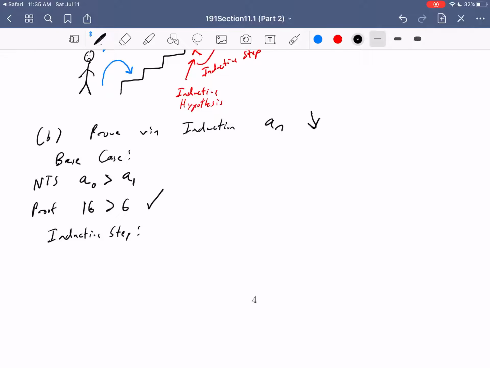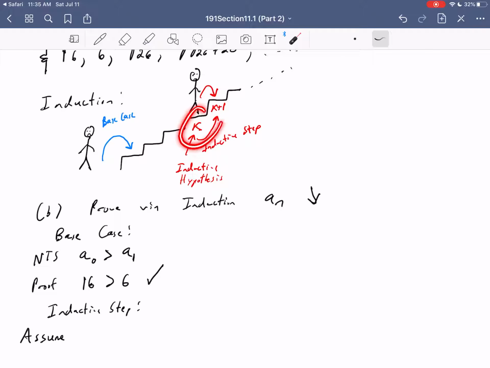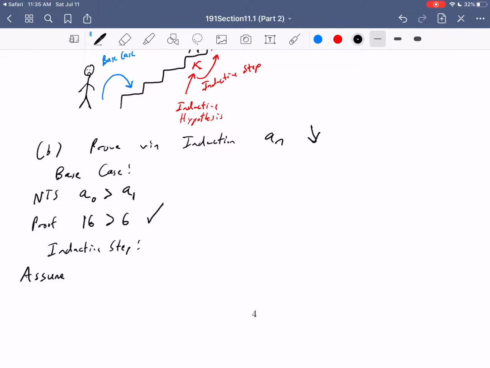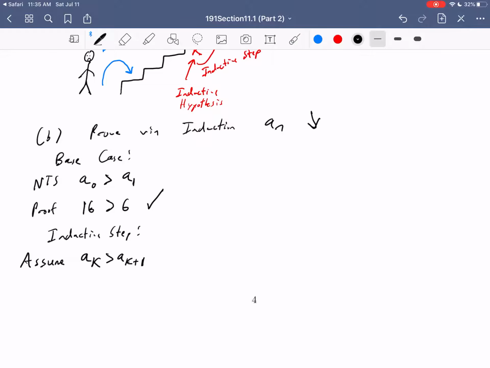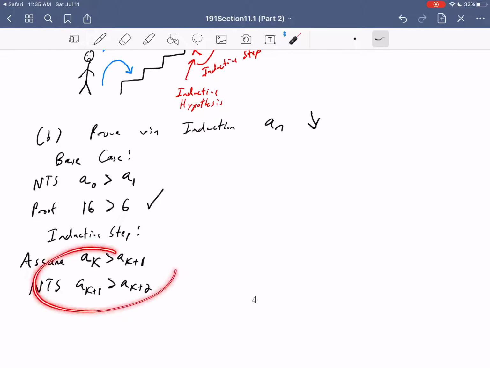So for the inductive step, you're going to assume that this is true, that the a sub k step is true. What does that mean for us? Well, we're going to assume that a sub k is greater than a sub k plus 1. So in other words, that this is a decrease. A sub k is greater than a sub k plus 1. So if you move forward one step, it decreases. We then need to show that a sub k plus 1 is going to be greater than a sub k plus 2. So in other words, if this step is a decrease, then the next step is a decrease.